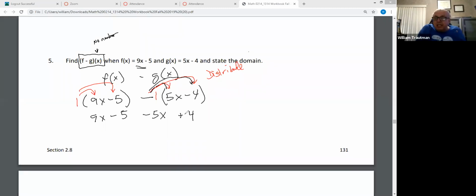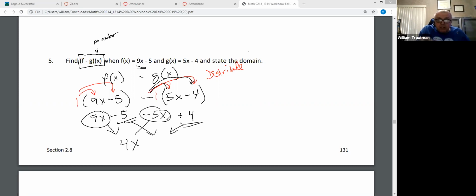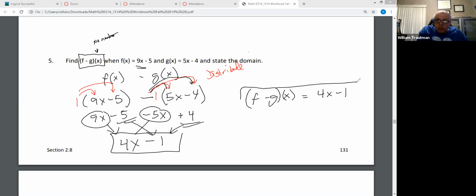Now you combine like terms, add apples with apples and bananas with bananas. 9x minus 5x. 9 minus 5 is 4x. A -5 and a +4 on my calculator, -5 plus 4 gives me -1. This is my answer. If I take these two functions and don't put anything in it, just leave x there, I get 4x minus 1.